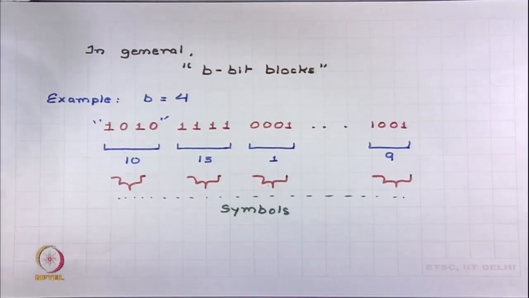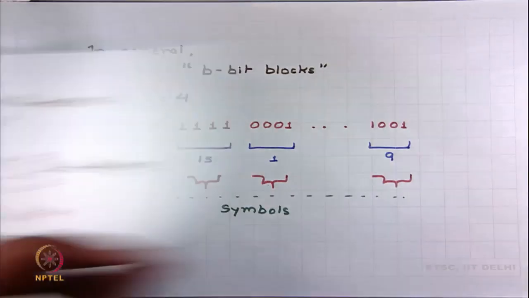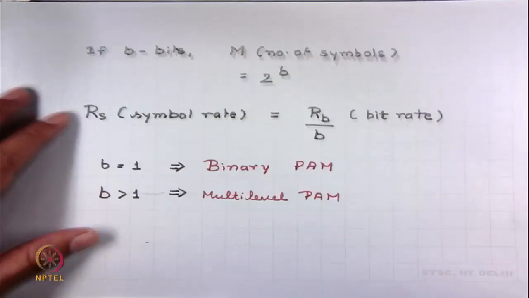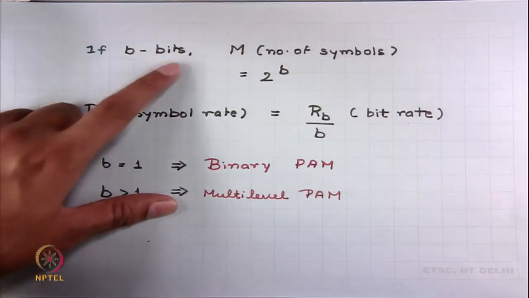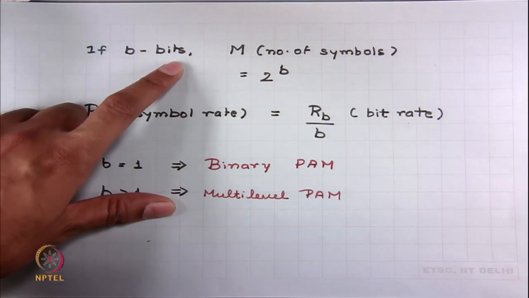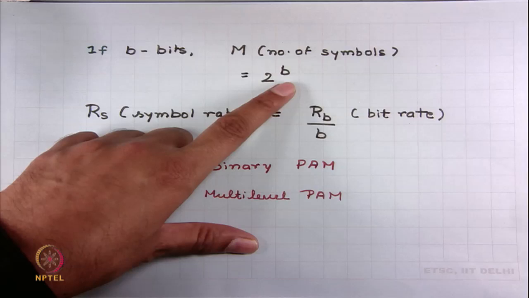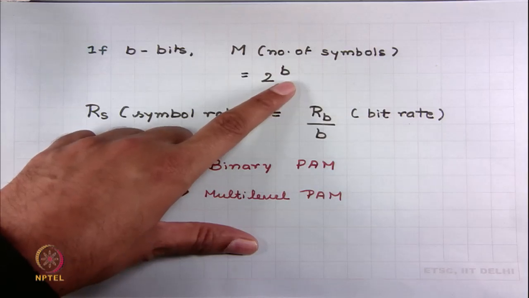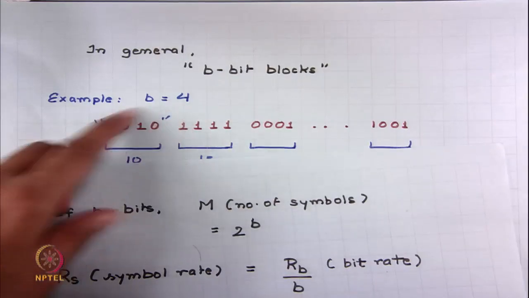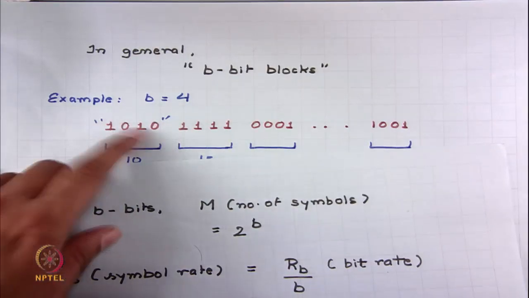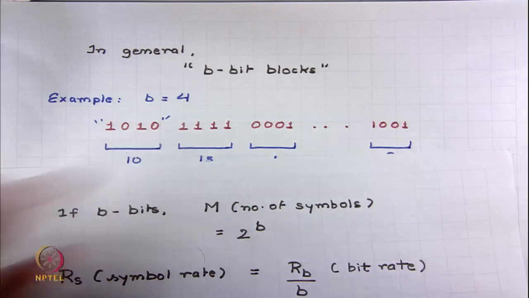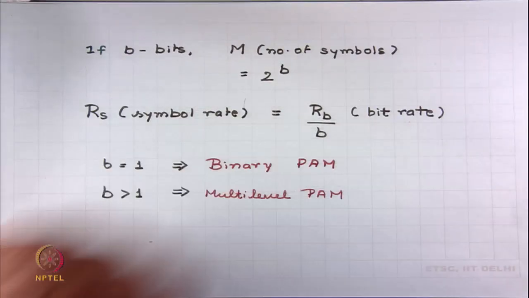All right. So, if we have blocks of B bits, how many symbols can you have? You can have 2 to the power B symbols. This we also saw when we discussed quantization, right. So, for example, if we have B binary bits, then the number of symbols that you can have is 2 to the power B. Okay.